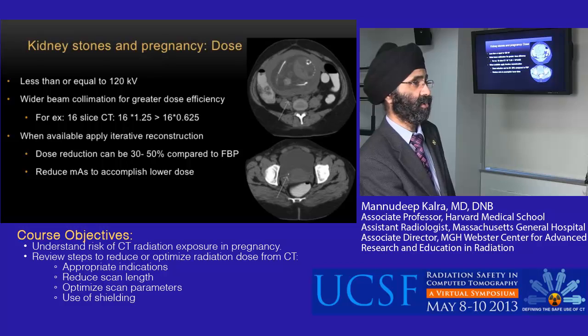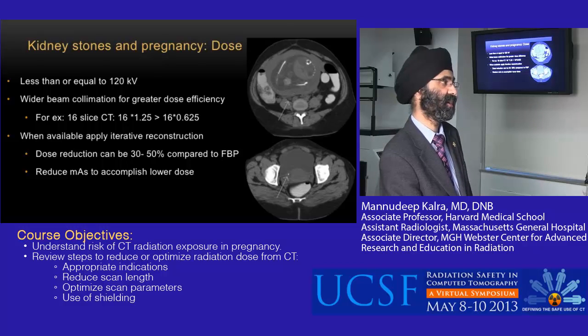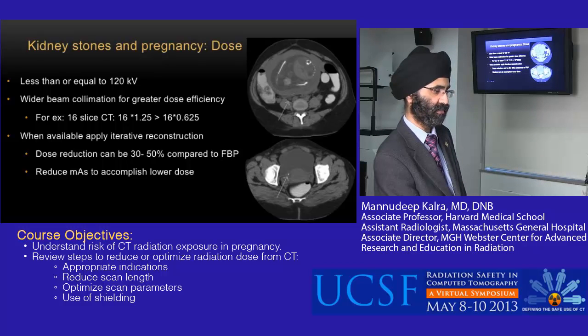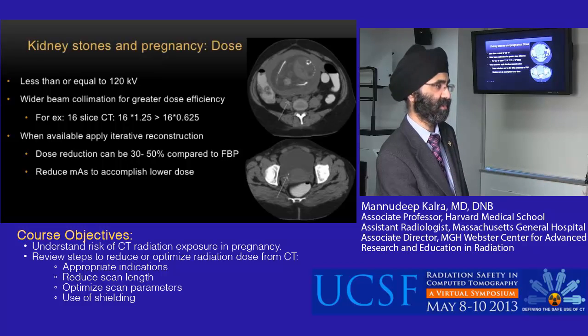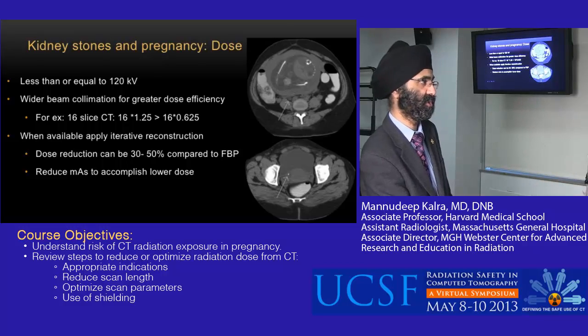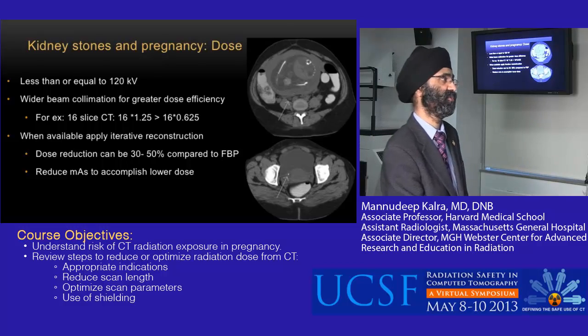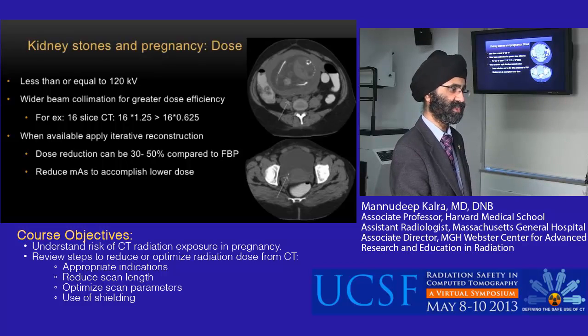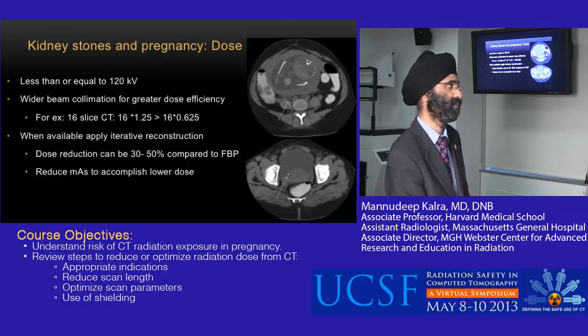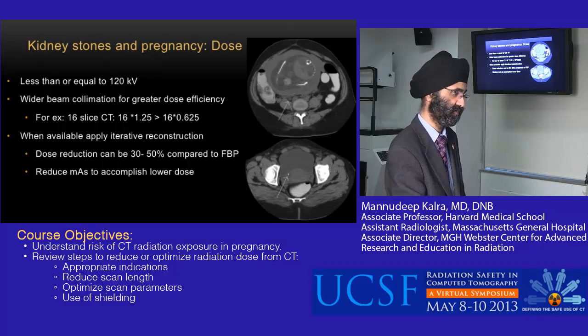And again, 120 kV or less is generally sufficient to detect a kidney stone. This is a very advanced pregnancy, about 35 weeks, and you can see the hydroureter here, and also you can see a very small, about 3 millimeter calculus at the vesico-ureteral junction. And again, because this is a body CT done over a longer scan length, one should use a wider beam collimation for greater dose efficiency.